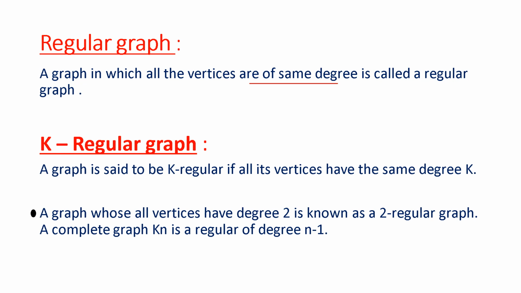For example, we draw a line segment A, B. Here degree of A is equal to 1 and degree of B is also equal to 1. So we say that this graph is one regular graph. Note, a graph whose all vertices have degree 2 is known as two regular graph. A complete graph Kn is a regular of degree n minus 1.